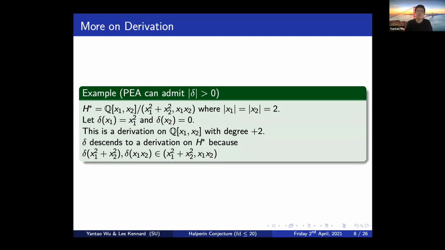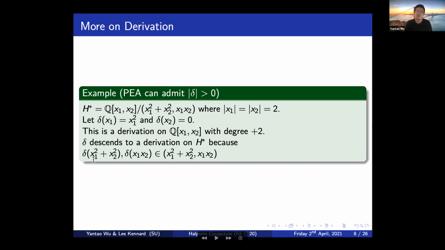And we want to show that this delta descends to a derivation on the quotient space H star. Well, we can check that it preserves the ideal. It maps x1 square plus x2 square in the ideal, and maps x1 times x2 in the ideal. We can work on that.